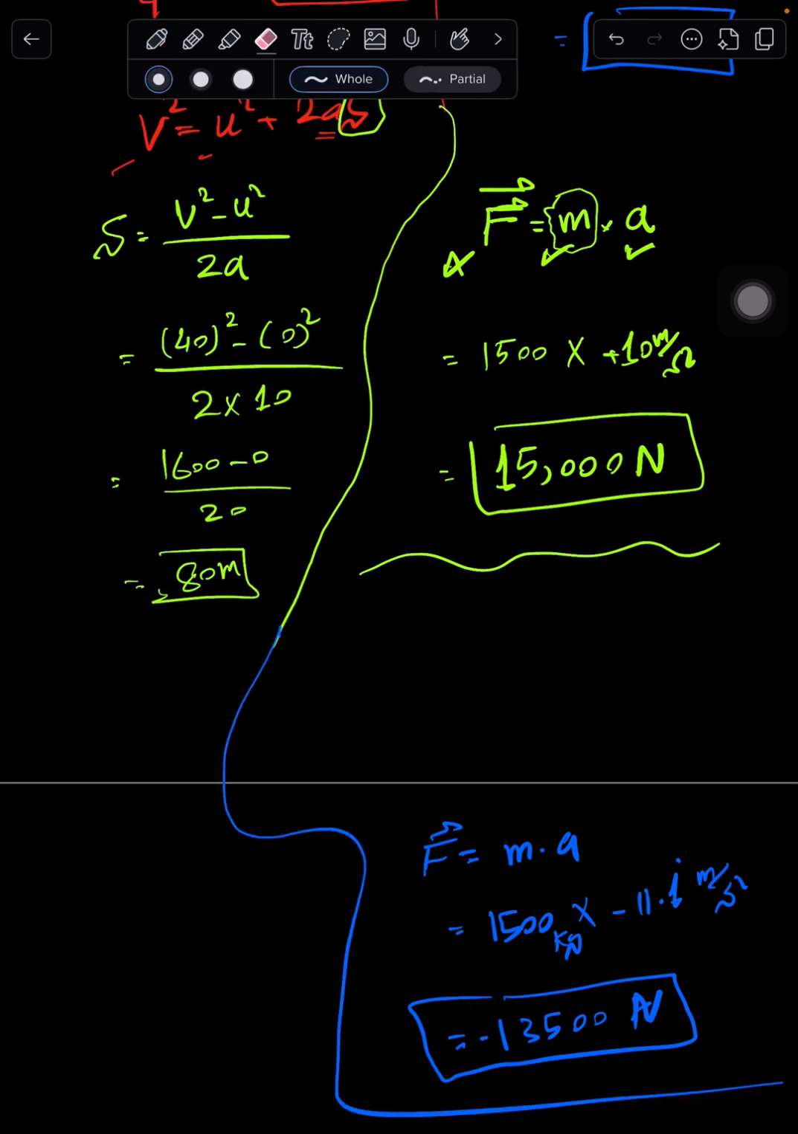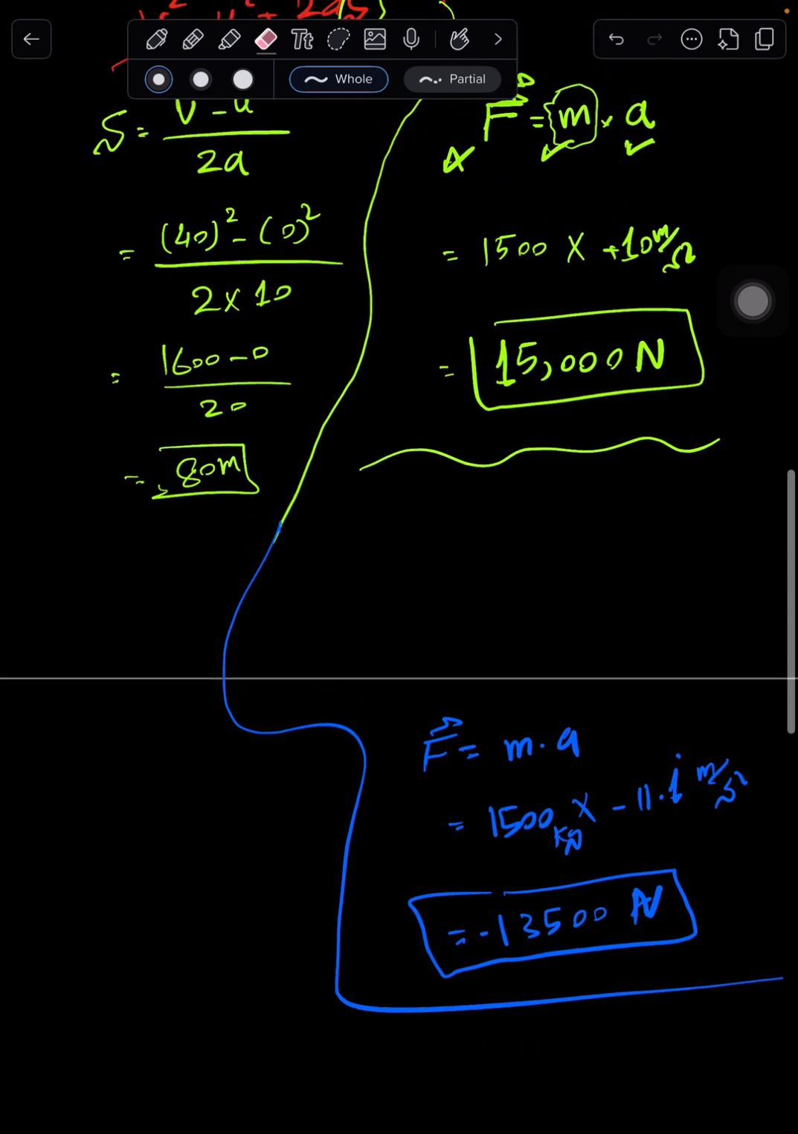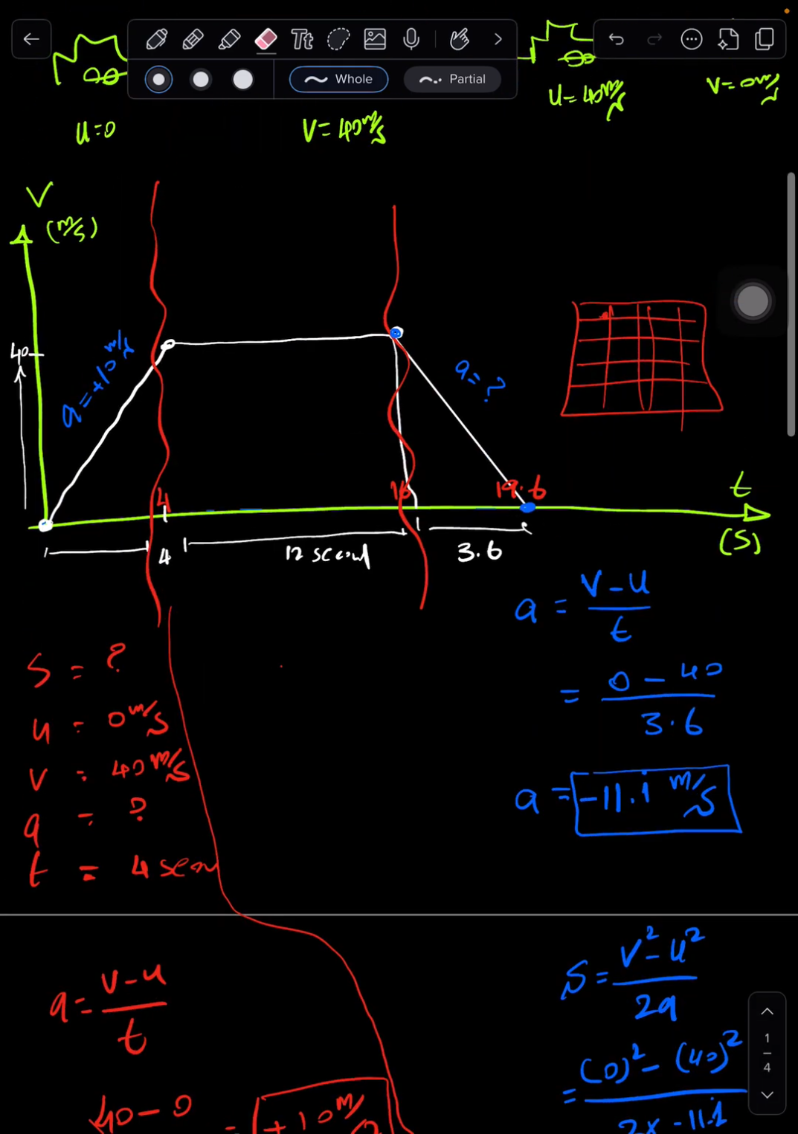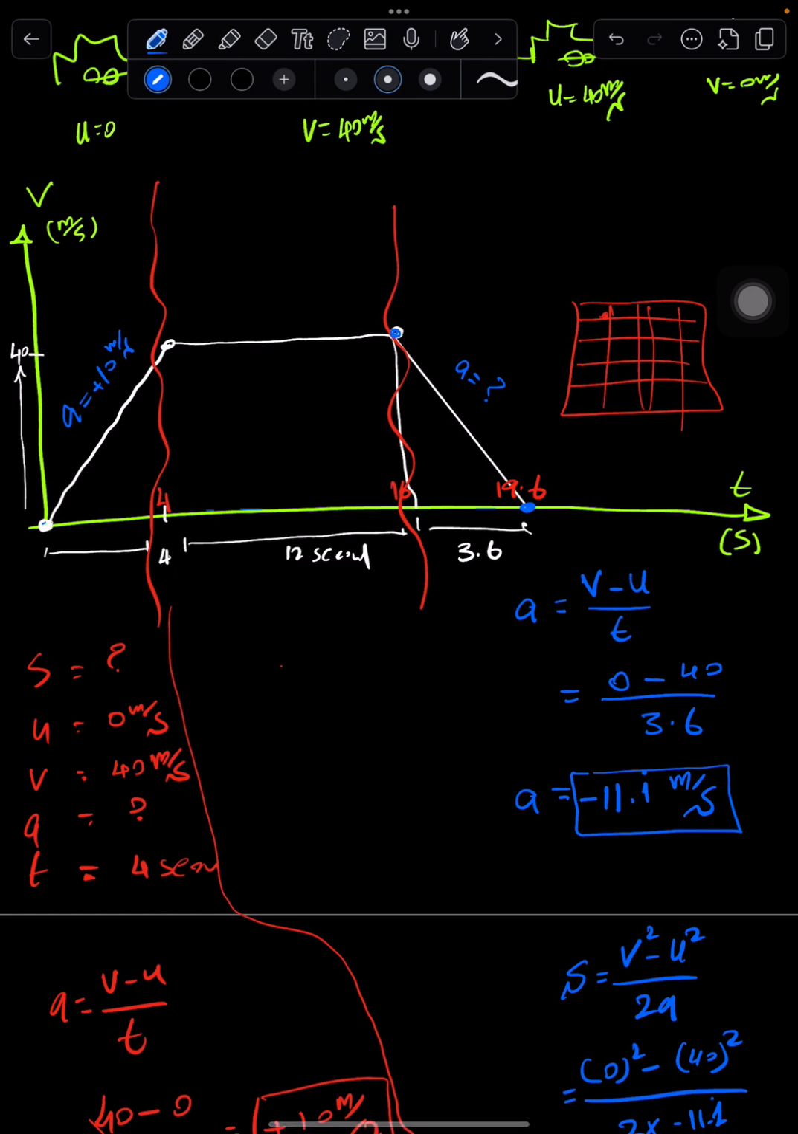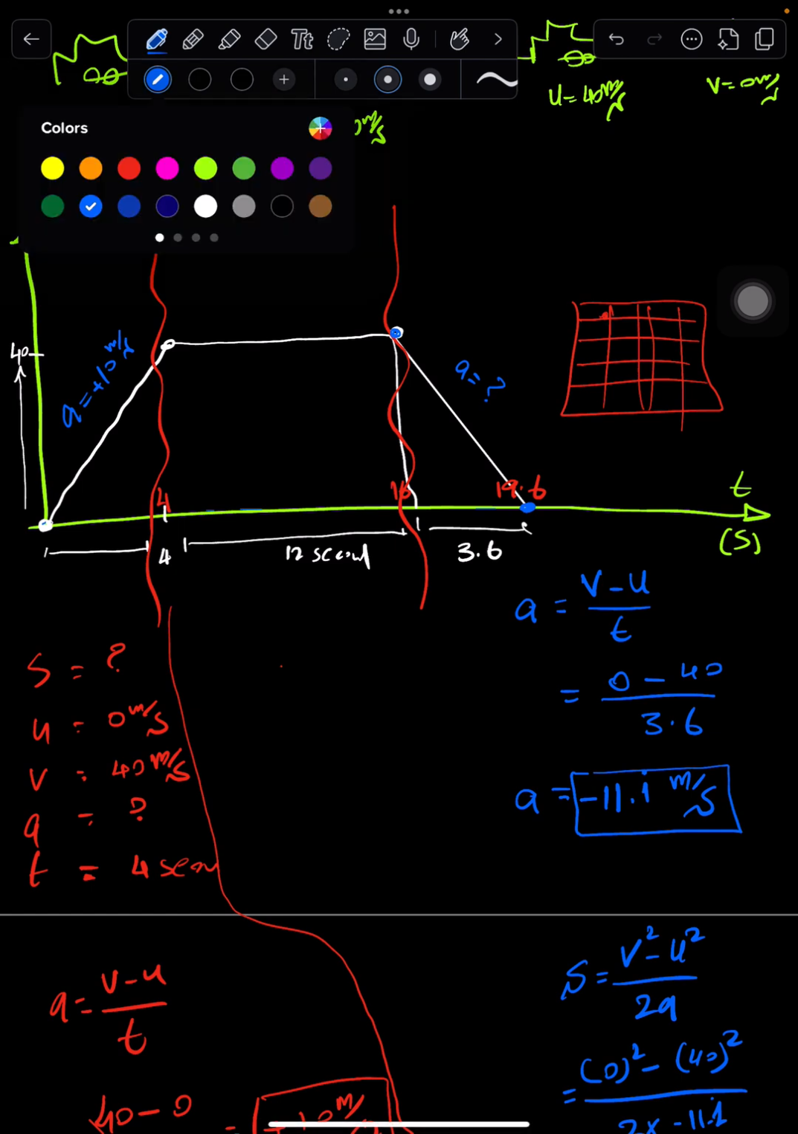Okay, what else? Oh, there is another way, a much easier approach to work out the distance. And by applying that approach, we should obtain the same results. And how do we do that? We do that by measuring the area under the graph of each segment.